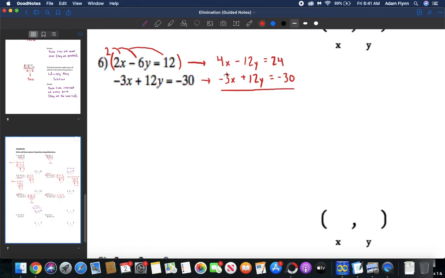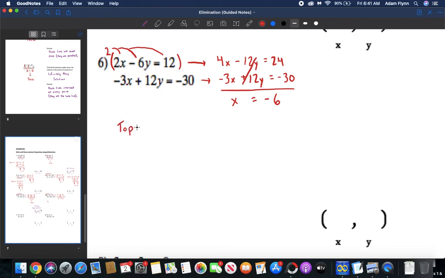Okay, so I can combine now. 4x minus 3x is just going to be x, or 1x. Negative 12y plus 12y will eliminate. So I have x equals 24 minus 30, which is going to be negative 6. So like usual, I can pick either the top or bottom equation, plug negative 6 in for x, and solve for y. So I am going to do the top equation.